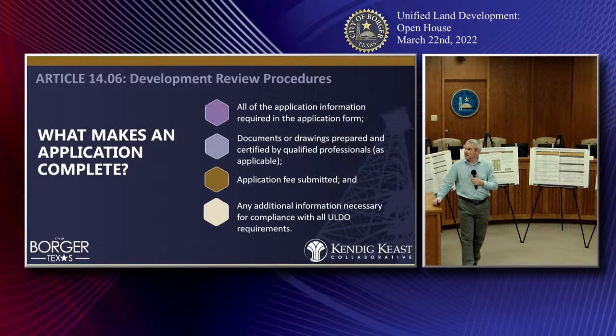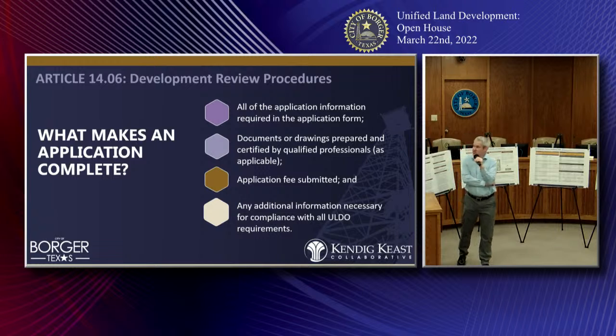Something very important is to make sure that the city staff gets complete applications, so they're not wasting their time reviewing incomplete applications that are just thrown together. So if someone wants to submit a preliminary plat, there are 4 things that they need to have, generally speaking, in order to have a complete application.